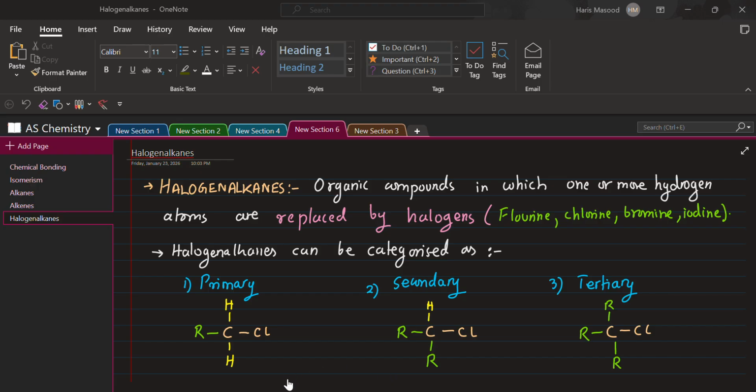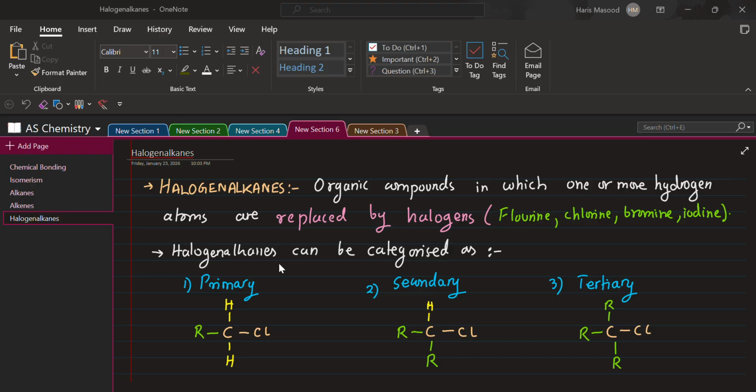So today we're starting the topic of halogenoalkanes. Halogenoalkanes are those organic compounds in which one or more hydrogen atoms are replaced by halogens. Now what are halogens? Halogens are group 7 elements that are fluorine, chlorine, bromine, iodine and so on. So when you replace at least one of the hydrogens from an organic compound with a halogen, that is a halogenoalkane.